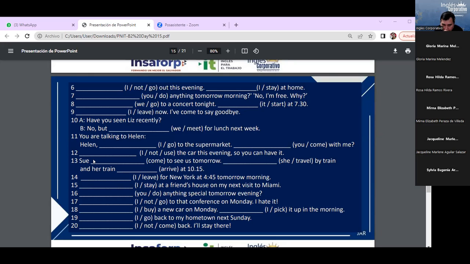Sue is coming to see us tomorrow. She is traveling by train. Ella está viajando en el tren. By train. Train. Arrive. Se le agrega la S, teacher. Her train arrives at 10:15. Arrives. Okay. All right.